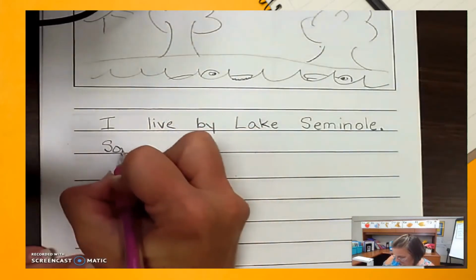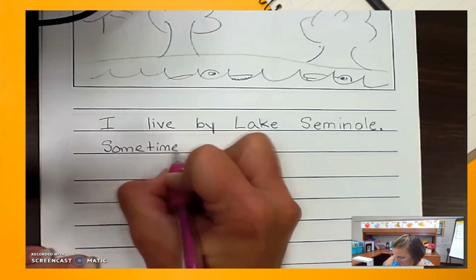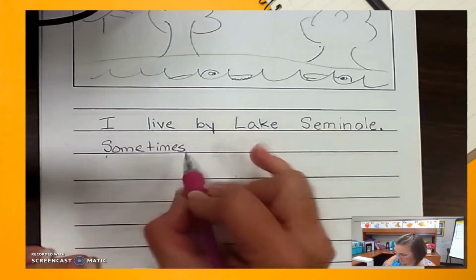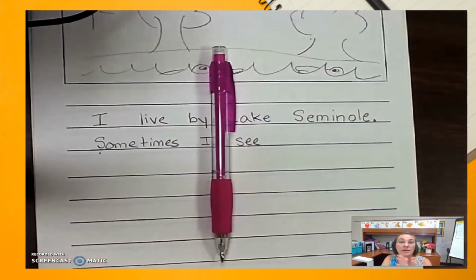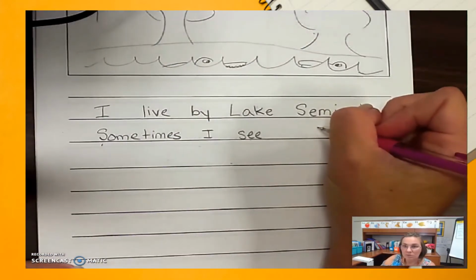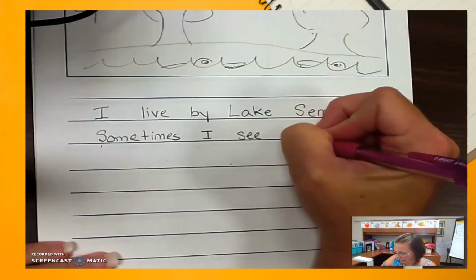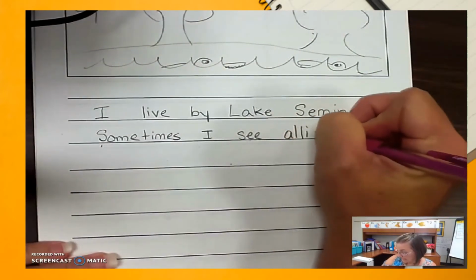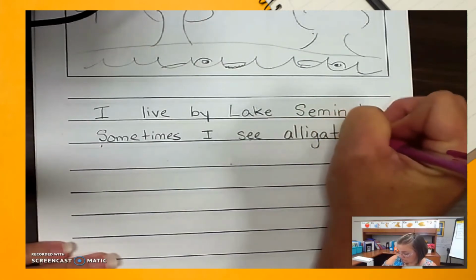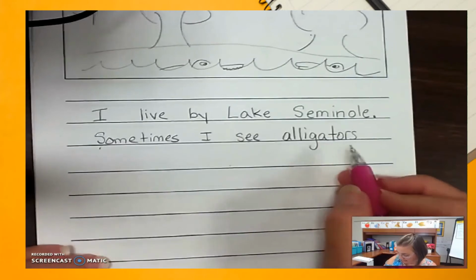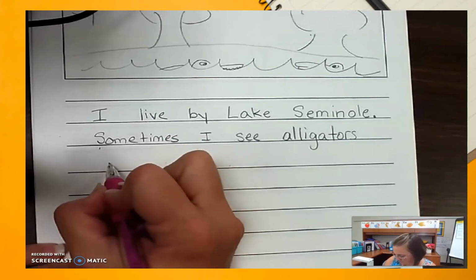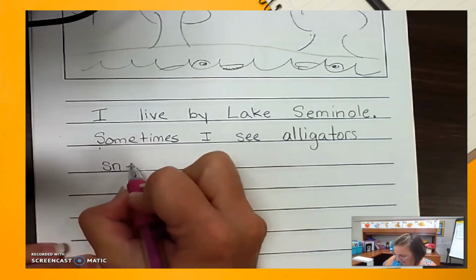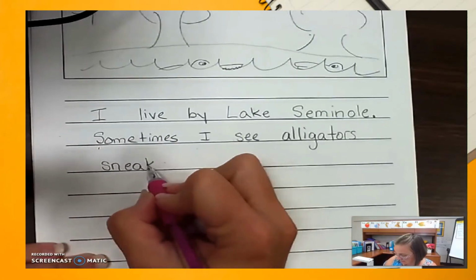Sometimes, notice I started again with a capital letter. Sometimes I see alligators. Clap the syllables with me. Ready? Alligators. Whew, 4 syllables. I'm going to say each syllable slowly and write what I hear. Alligators. Sometimes I see alligators sneaking. That's a blend. Say the letters. That's right. S-N. I know that E-A says E. Sneaking.